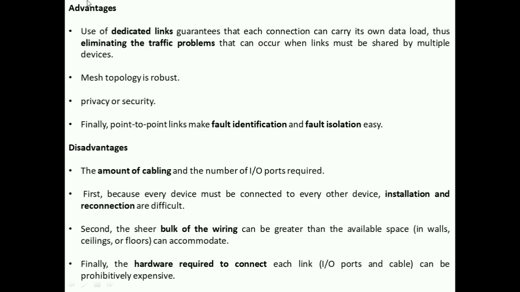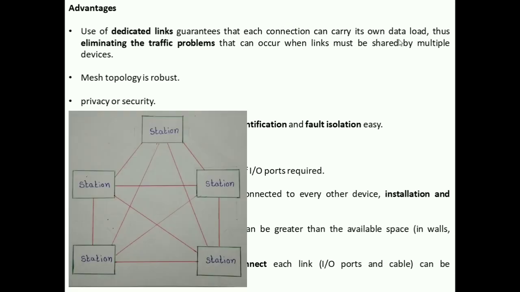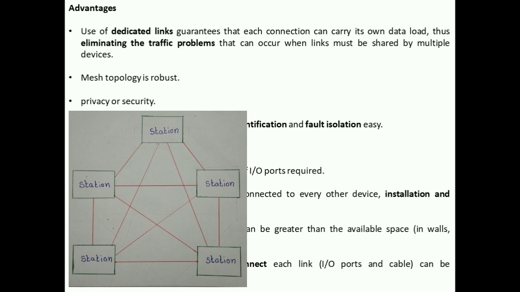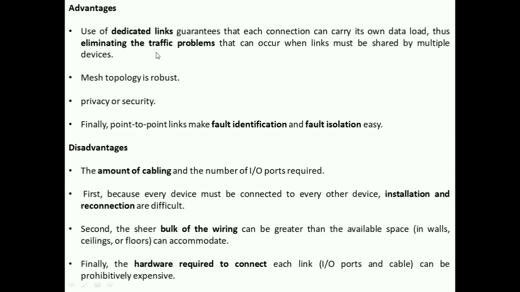Now let us go through the advantages and disadvantages of mesh topology. The first advantage is that using dedicated links between each and every node guarantees that each connection can carry its own data load. This dedicated link can carry the data load between these two stations, and this dedicated link can carry the data between these two stations. Thereby it eliminates the traffic problems which can occur when information is shared by multiple devices.